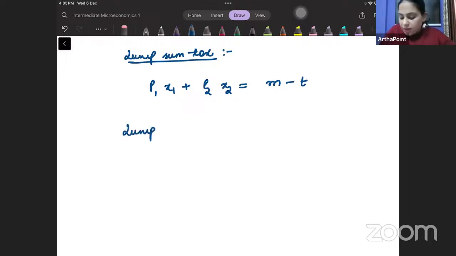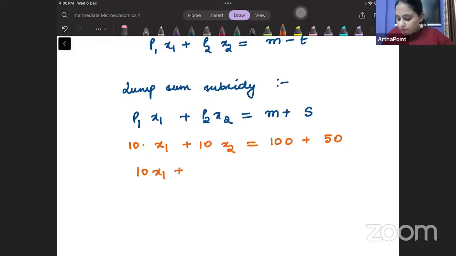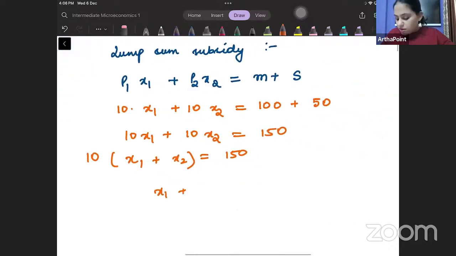Similarly, beta, whenever there is a lump sum subsidy, income will increase by the amount of the subsidy. So P1 X1 plus P2 X2 is equal to income plus subsidy. Beta, you are given price of good 1 is 10 X1, 10 X2, income is 100, subsidy is 50. हाँ बेटा, तो हो गया 10 X1 plus 10 X2 is equal to 150. Take 10 common beta, equal to 150. So bacha, what will you get? You will get X1 plus X2 is equal to 15.